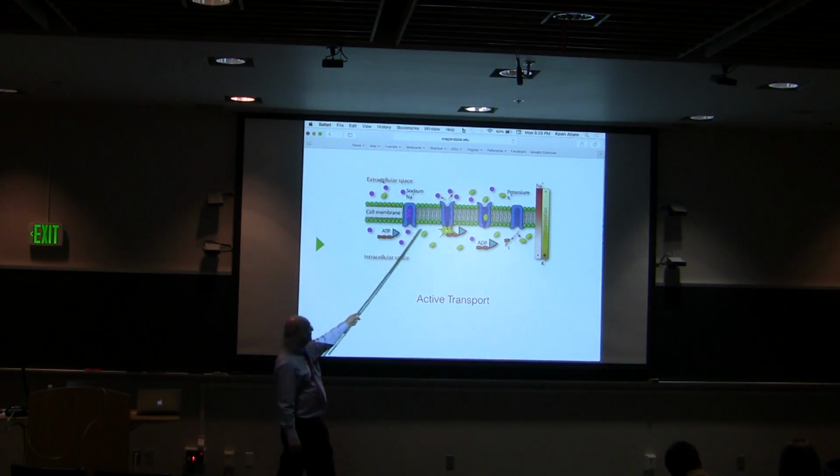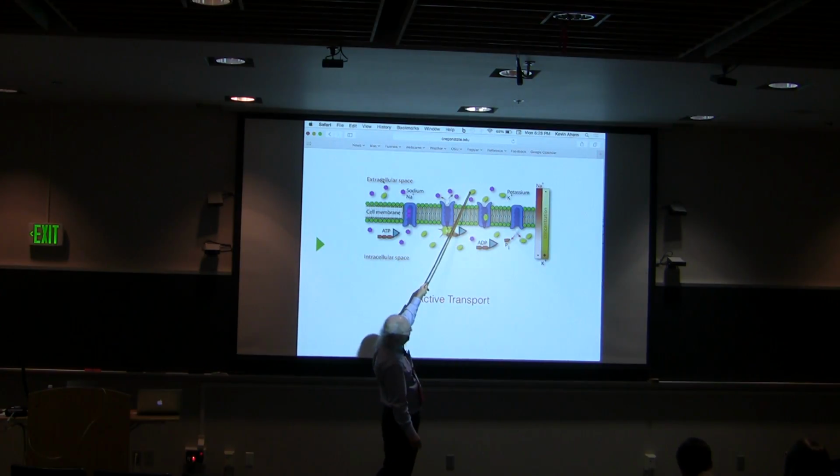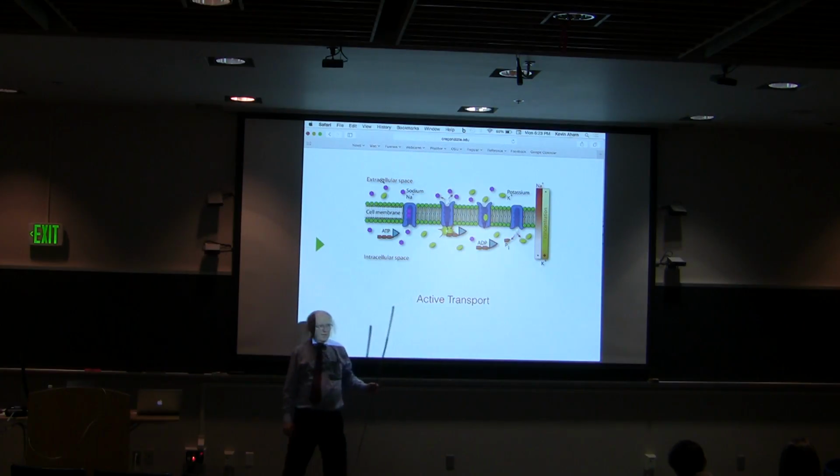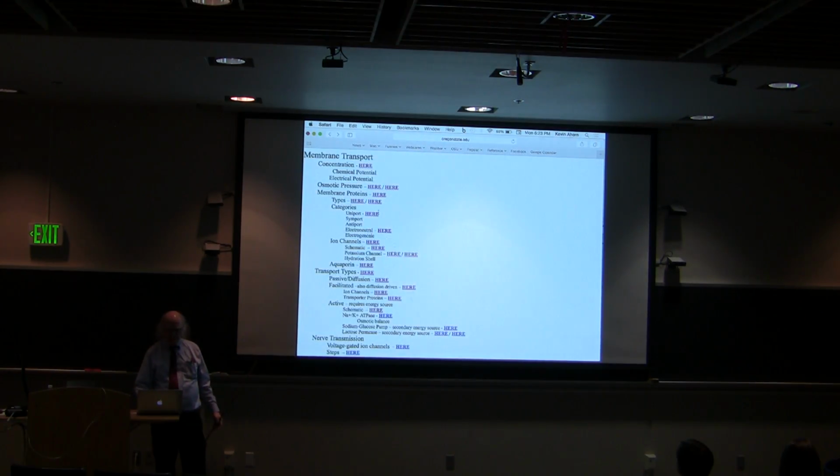Active transport involves many of the same things. However, energy is involved, in this case ATP. That's involved both in the shape change and in the movement of the molecules from low concentration to high, which is what we have to have in order for active transport to occur.